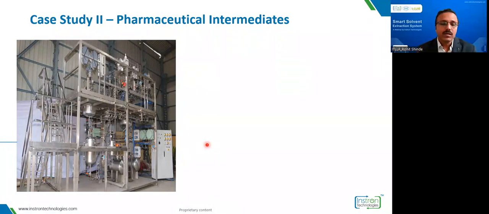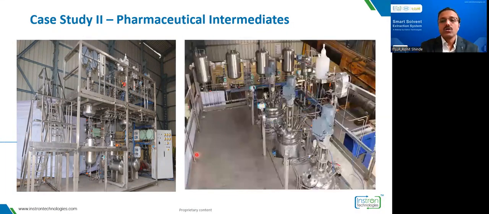Then we started the manufacturing and fabrication of the equipment. Then we ordered the bought-out items and assembled it at our place. Again, we supplied and commissioned it at the client place. You can see on the top section of this skid, there are four to five vessels. These have the facility to load solvents and use different solvents.